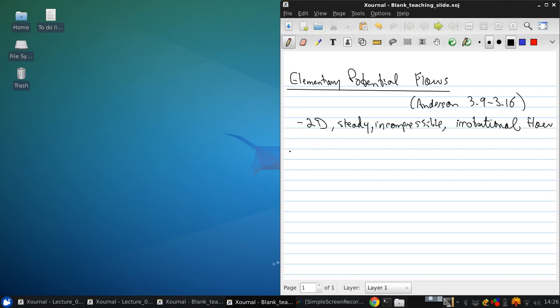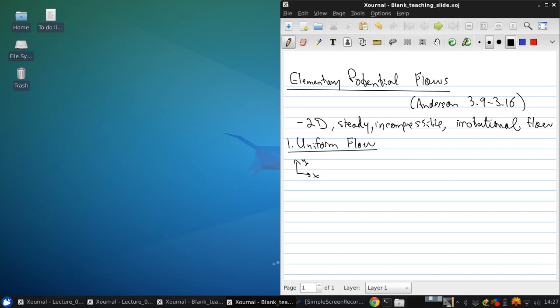The written notes are going to contain more detail on these flows. In this lecture, I'm going to focus on those that we need directly to move forward to determining how to generate lift. So the most fundamental of these flows is uniform flow, which is as boring as it sounds.